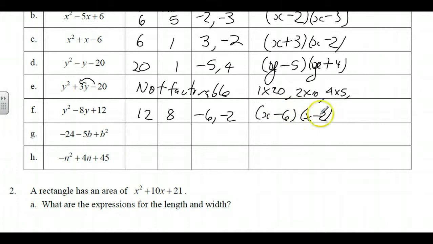So x squared minus 2x minus 6x, it's y's. Minus 2y minus 6y is minus 8y. And then a negative times a negative is positive 12. Oh, I don't like this. So I'm going to rewrite this.